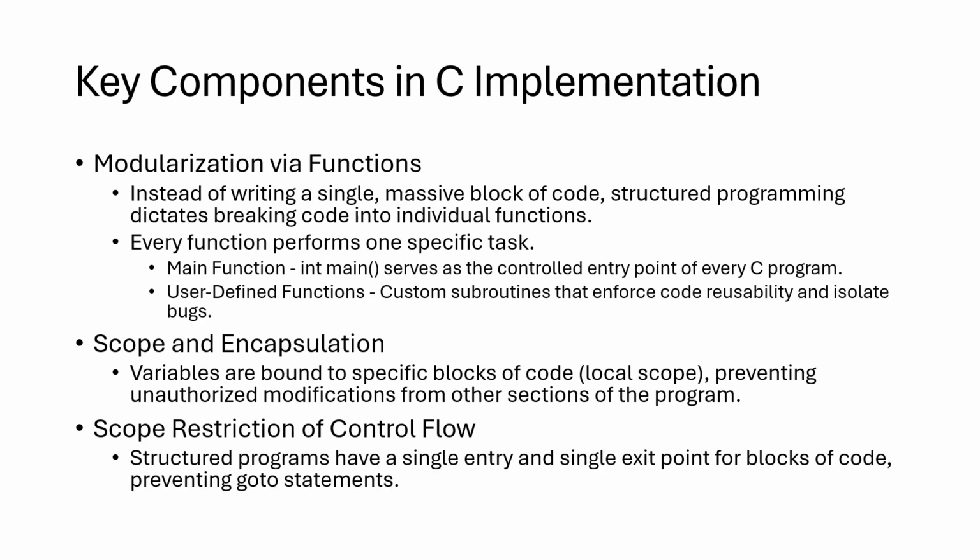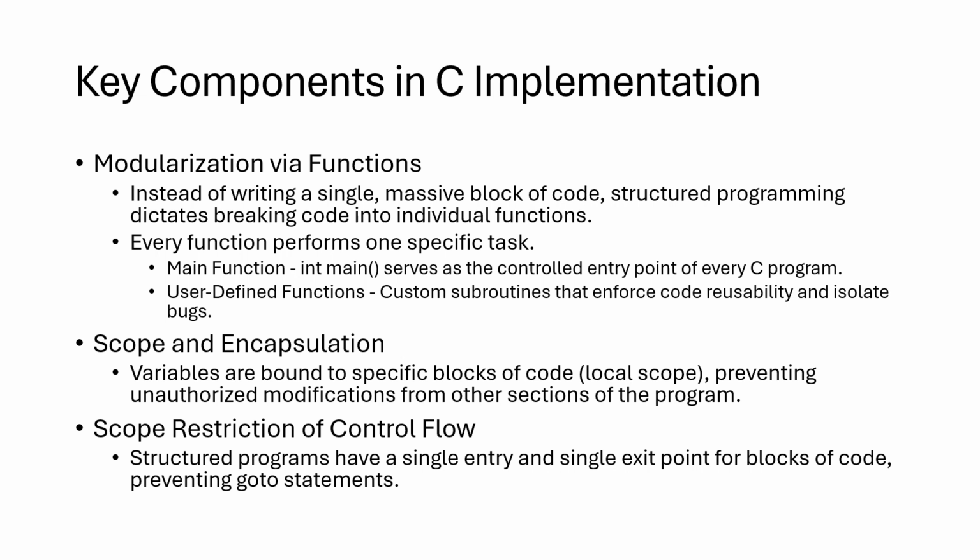And we have the key components in a C implementation. The first one is modularization. We begin by breaking a complex program into small submodules. Instead of writing a single massive block of code, structured programming dictates breaking code into individual functions, so every function performs one specific task. We have two different types of functions: one is the main function, the other is user-defined functions.